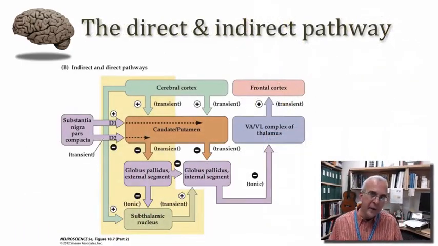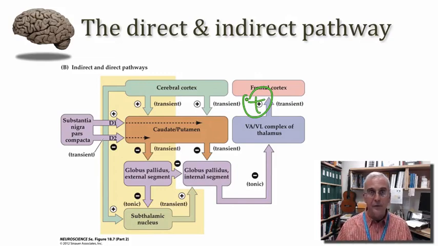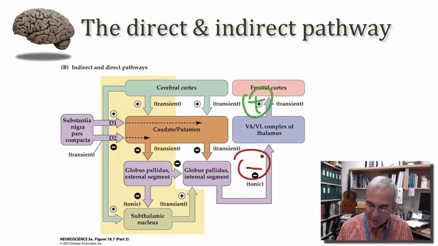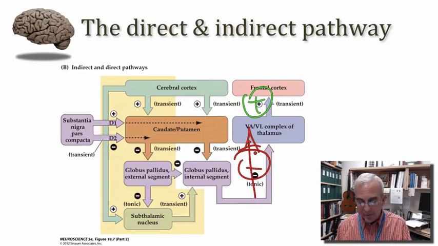Okay, now let's put together the direct and the indirect pathway and see how they function. The direct pathway, as I just illustrated for you, facilitates the activation of the frontal motor cortex. The indirect pathway works to suppress the activation of the motor thalamus and therefore the output of the motor cortex. So the indirect pathway then would reinforce the tonic inhibition that clamps down the activity of the motor thalamus. And here's how this works.